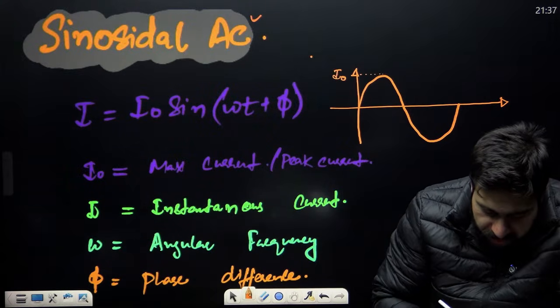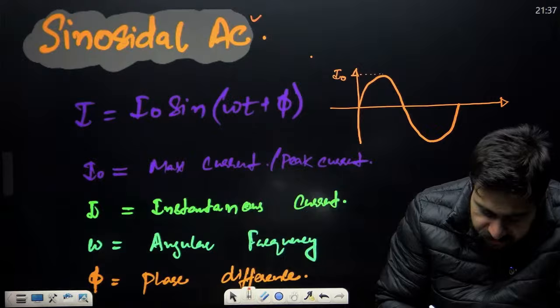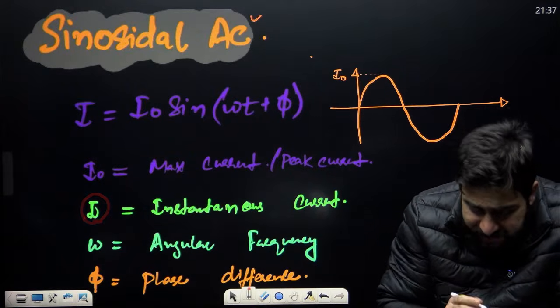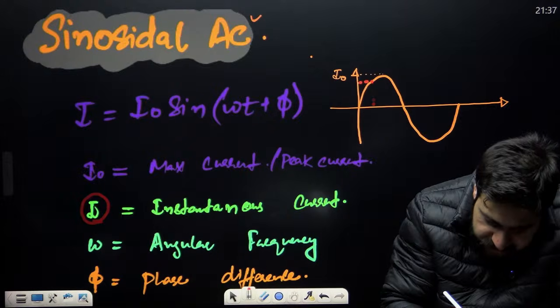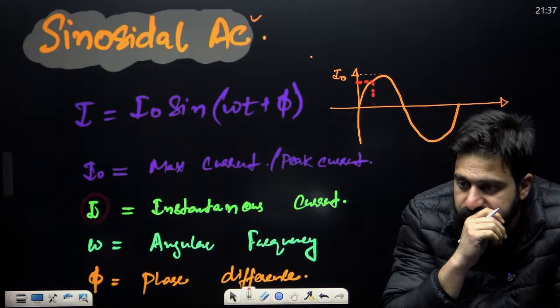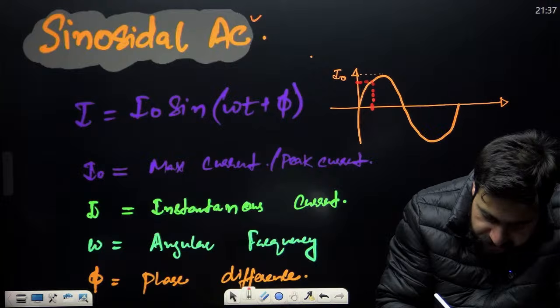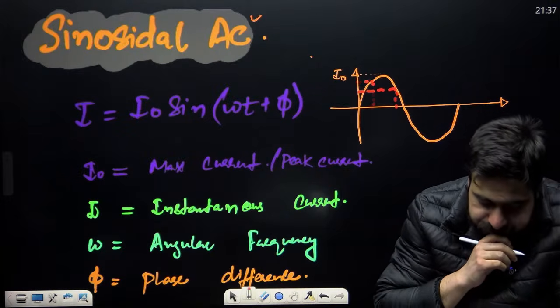And I is the instantaneous value. Current at any time. Like, sir, at this time, what is the value of this current? Sir, this is the value of the current at this time, T.